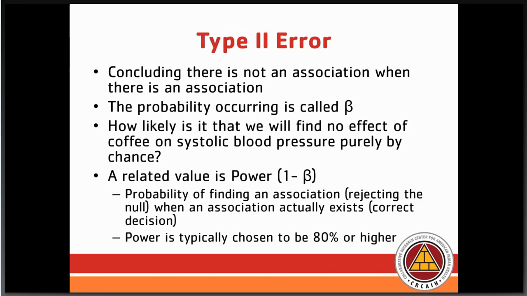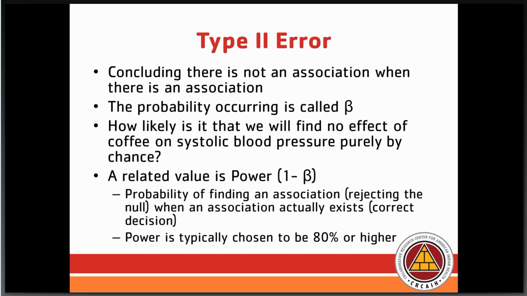A type 2 error occurs if a researcher concludes that there is not an association when there actually is. This is sometimes thought of as a false negative. The probability of committing a type 2 error is called beta. In our example, this probability is like asking, how likely is it that we will find no effect of coffee on the systolic blood pressure purely by chance?